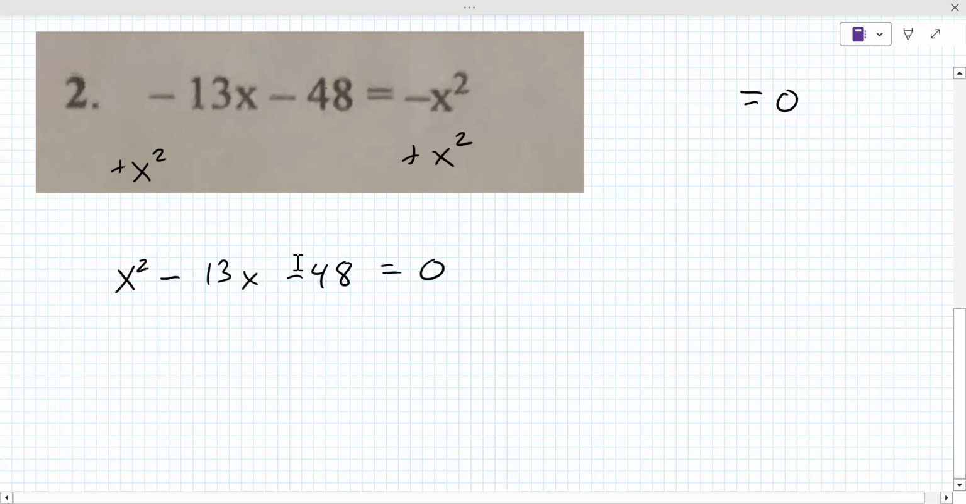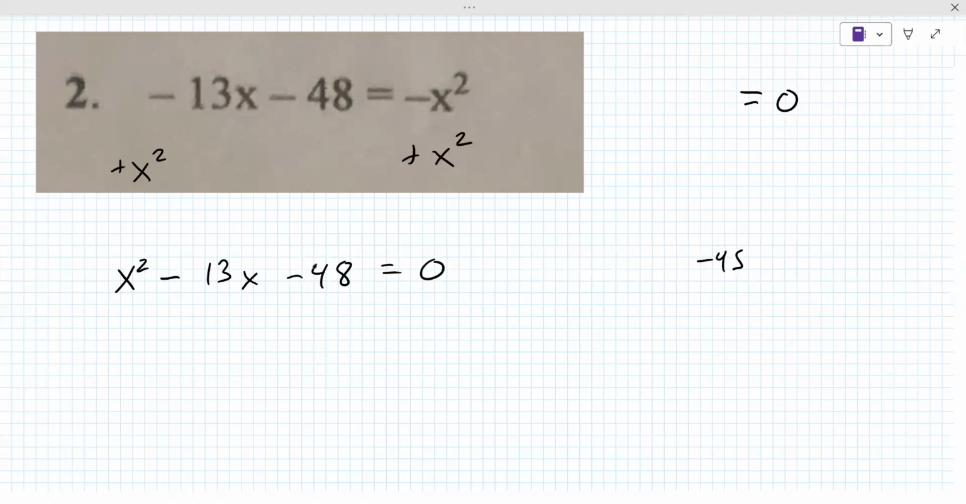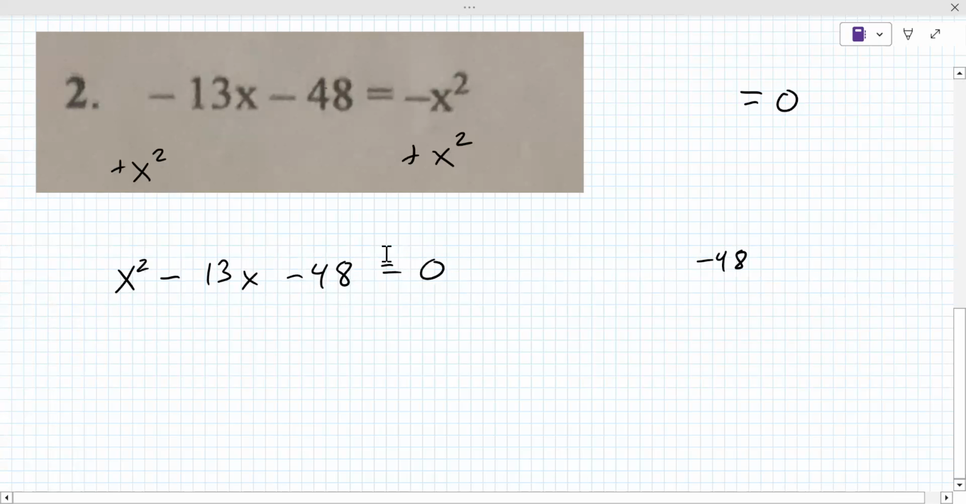All right, so now kind of similar to the last one, you're looking for two numbers that multiply to -48, but add to -13. This could be a tall order here.